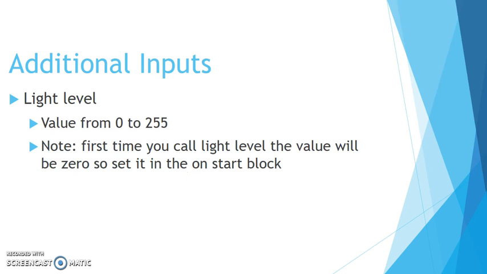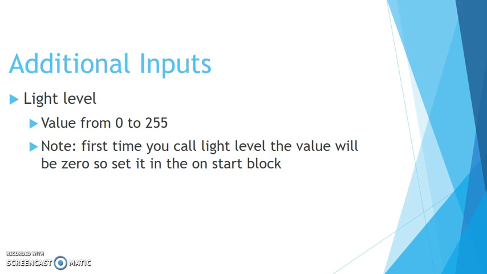The next one we're going to look at is the light level, and that is a value from 0 to 250. Now, one thing to be aware of with the light level, the very first time you call light level, the value will be set to 0. So my advice would be to set this in the start block, because if you're just checking it once, it will always be 0. So you need to check it, get that 0 value out of the way.